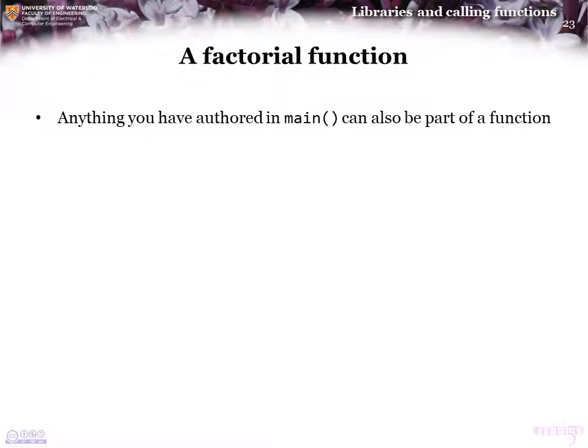Now, one important thing to remember is we have already authored a number of different programs in the main function. Anything that you did in the main function can also be part of any other function. However, other functions specifically take parameters and return a value based on the description of that function. So, for example, n factorial is the product of n times n minus 1 times n minus 2 all the way down to 1, which is of course equal to 1 times 2 times 3 all the way up to n.